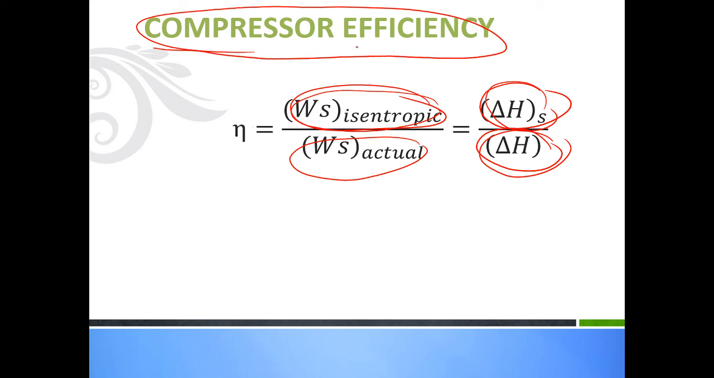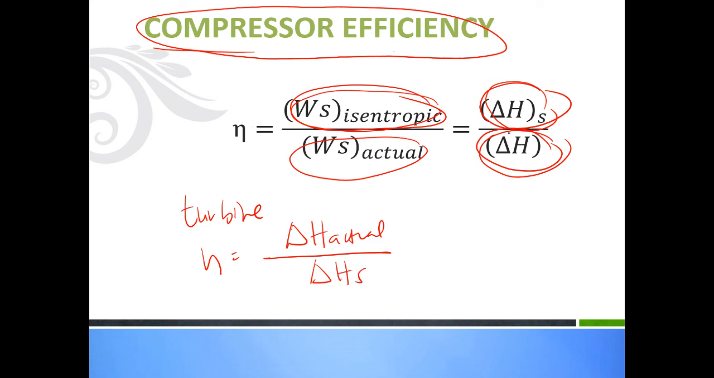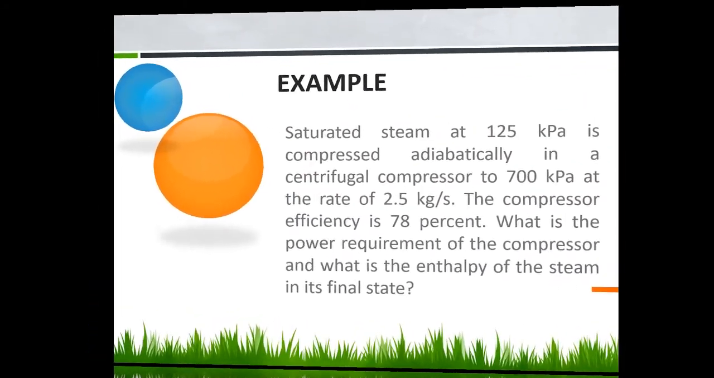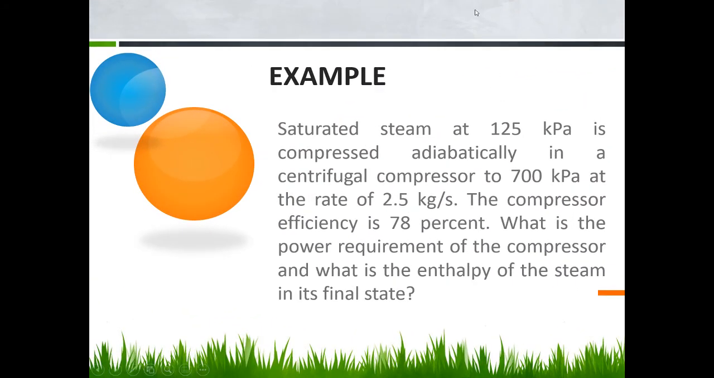Pero remember, for turbines, baliktad siya. For turbines, ano yung nasa numerator? Diba? Delta H actual ang nasa numerator over delta HS. So, baliktad sila lagi. Okay, so for the sample problem, next video na natin siya isolve.